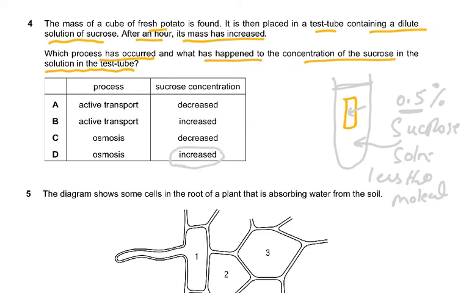Why will it increase? It's just like you have in a glass of water 5 teaspoons of sugar in it, and then you remove just the water out of it. So now the 5 teaspoons of sugar are in half a glass of water. So from 0.5% it has probably gone up to 1%, because the water molecules have moved into the potato. So the concentration will increase and the process will be osmosis, and the answer would be D.